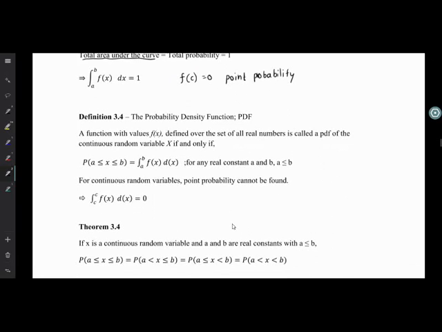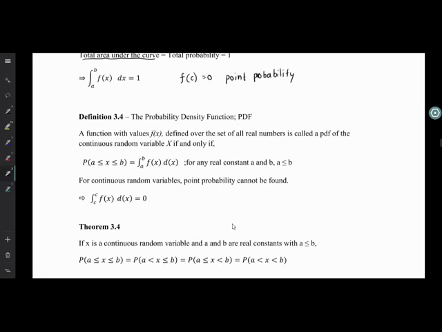Let's define the probability distribution function for a continuous random variable. We denote it as PDF. For discrete distributions or discrete random variables, we have the PMF, probability mass function. When it comes to the continuous case, we use PDF for probability density function. It is the same thing but defined for two types of random variables. For discrete, we call it PMF. For continuous, we call it PDF.